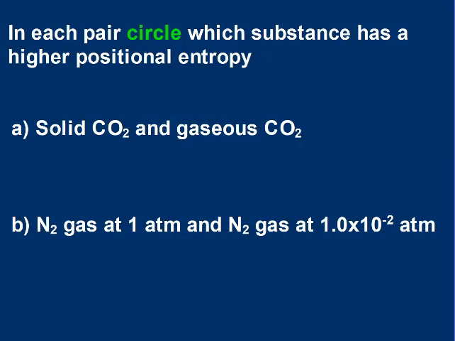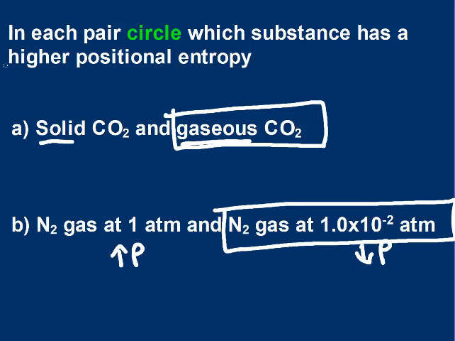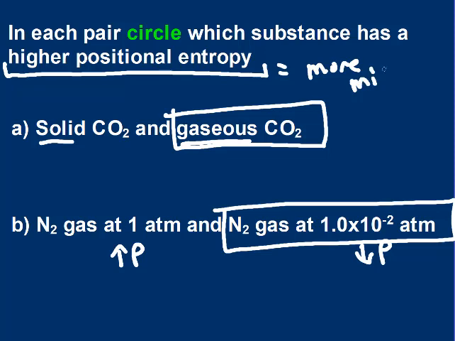You'll see some problems like this where you just need to decide who has a higher positional entropy, in other words, who has more disorder, a solid or a gas. If you said gas, you are correct. Go ahead and pause the video and do B. We have high pressure and then a low pressure. So if you said low pressure, you are correct. So higher positional entropy equals more microstates.